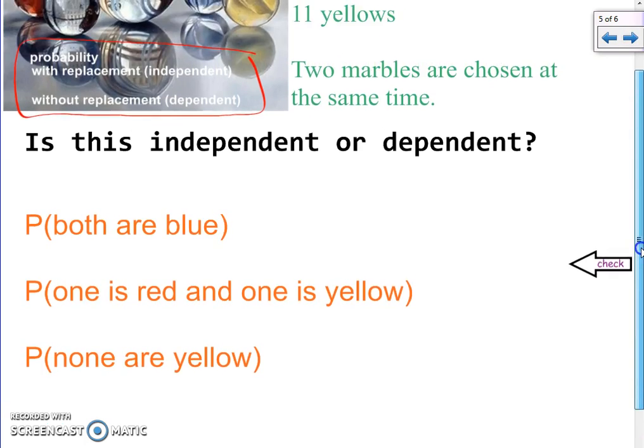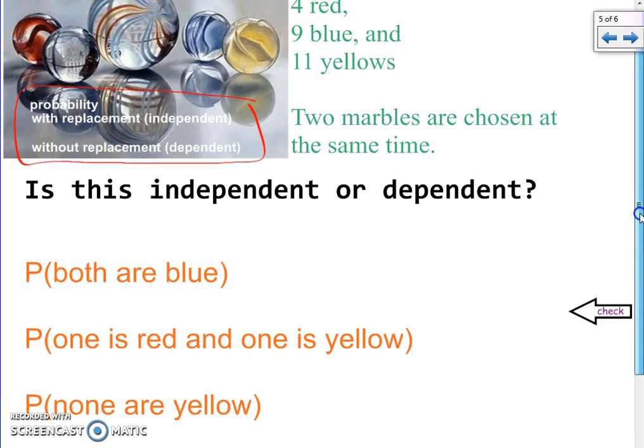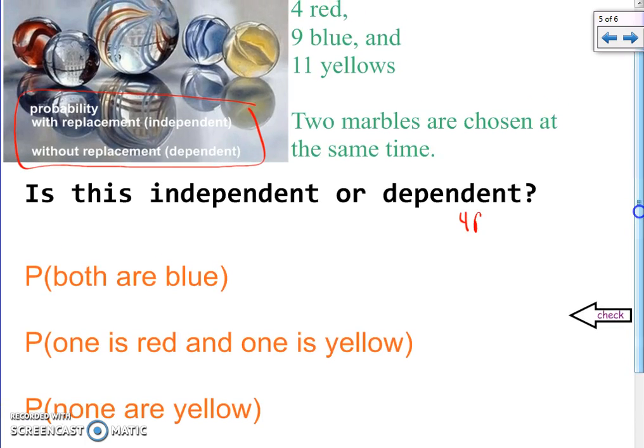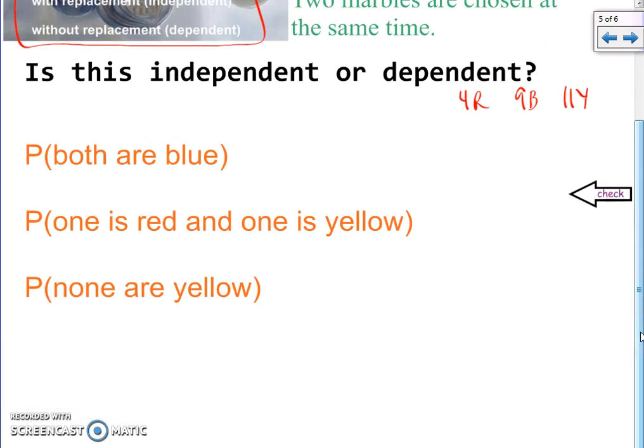Okay, so let's look. I'm going to have you guys walk me through. I'm going to write them up here. 4 red, 9 blue, 11 yellow. I can scroll down. Okay, what's the probability that both of the marbles are blue? Okay, what's the probability that the first one that you pick is blue? I'm only hearing one person participate, which makes me think that you guys aren't understanding. Probability that the first marble, there are 24 marbles. The first marble, the probability that we pick a blue one is 9 out of 24 because there's 9 blue marbles, okay?